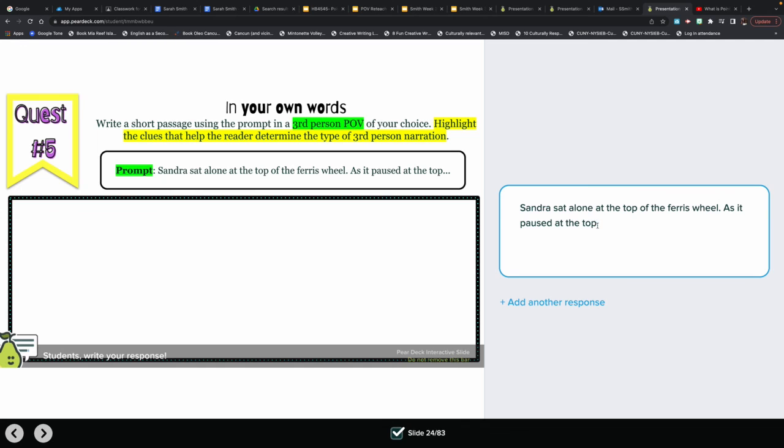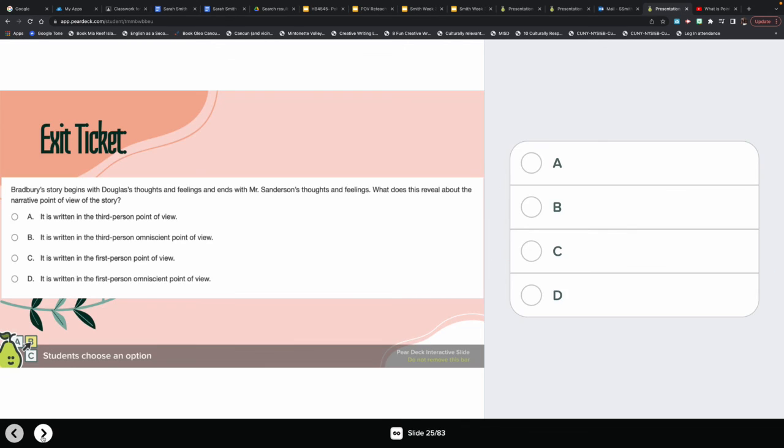Okay, so continue writing and finishing out this story. When you have done that, you're going to answer this exit ticket on the Pear Deck.